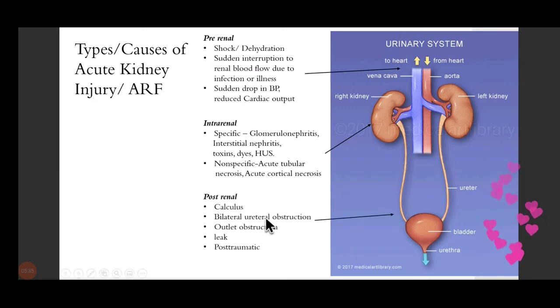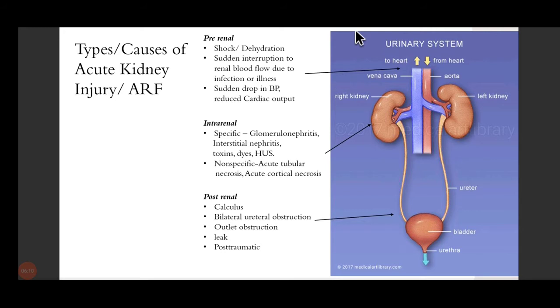So the last one is post-renal. It's based on the site of pathology. Post-renal causes include the presence of calculus within the ureters or the urethra or the bladder, causing an obstruction to the renal flow. There could be bilateral ureteral obstruction, or bladder outlet obstruction, as we usually say, which most commonly in elderly males we see benign prostatic hyperplasia as a cause of that.